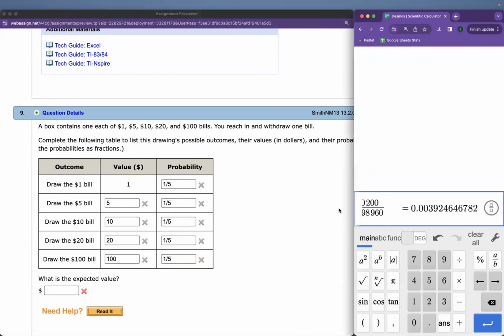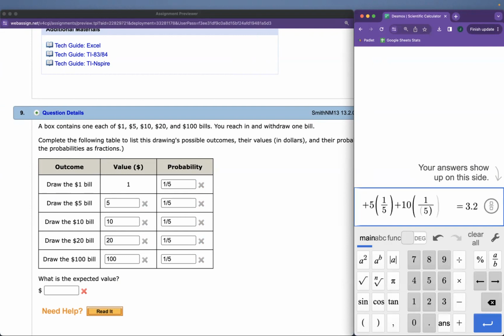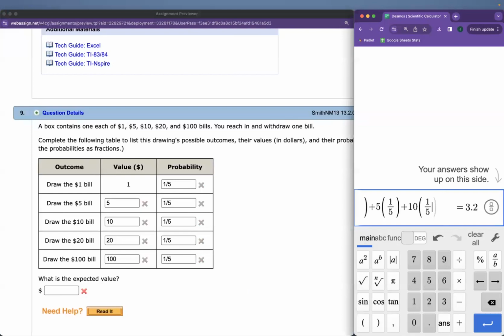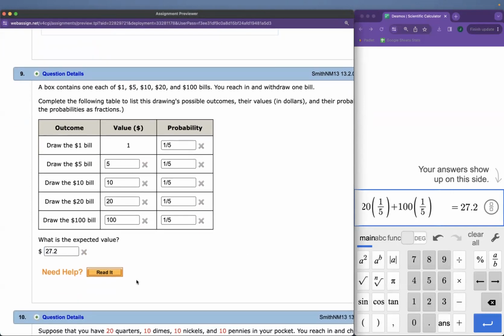Now for the expected value, it's always calculated the same way. You multiply and add, right? So 1 times 1/5 plus 5 times 1/5 plus 10 times 1/5 plus 20 times 1/5 plus 100 times 1/5. And your end result is 27.2. $27.20.